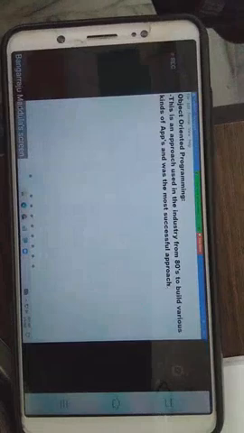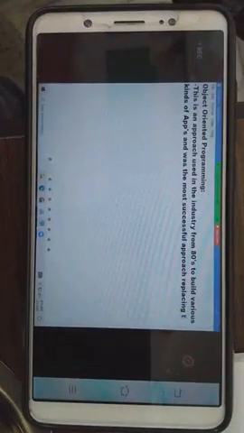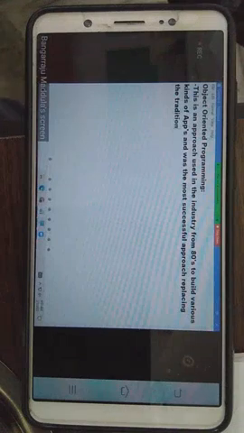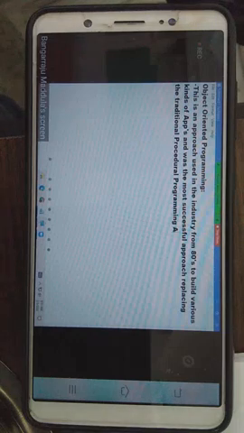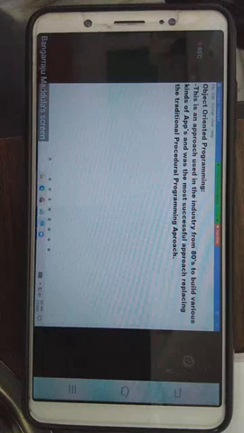was the most successful approach, replacing the traditional procedural programming approach. As you remember, before the 80s, the industry used the procedural approach, C language.